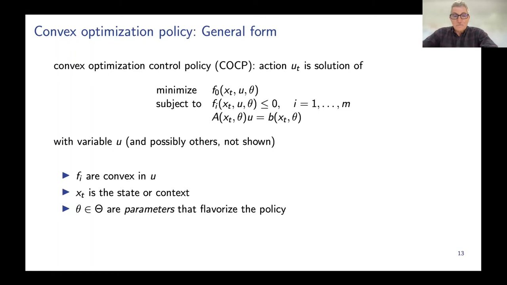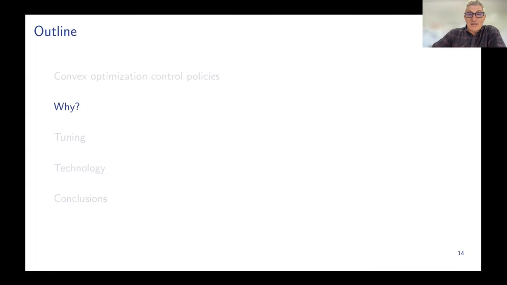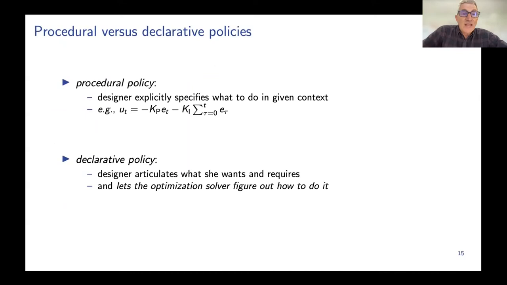And what we're going to do now is talk about why would you use a COCP, right? And what it really comes down to is actually kind of interesting, and it's a very basic distinction. It's really the difference between procedural versus declarative. So a procedural policy is one where you actually work out exactly what to do in a given context, right?